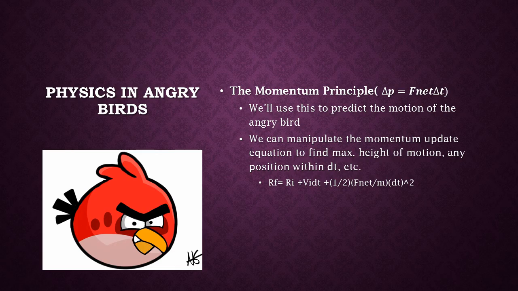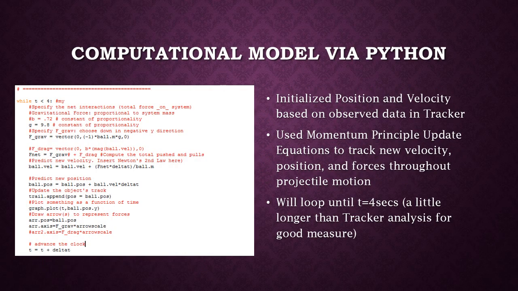From this equation, I'll be able to find the maximum height of my Angry Bird's motion and deduce basic information about the Angry Bird world. To compare my observed data to another model, I'm using this Python program to model projectile motion using the position and velocity update equations based off the momentum principle. I initialize this code with the initial position and velocity from my Tracker analysis. Also, I'm letting this loop last a little bit longer than my observed data to really see a pattern of my resulting graph.